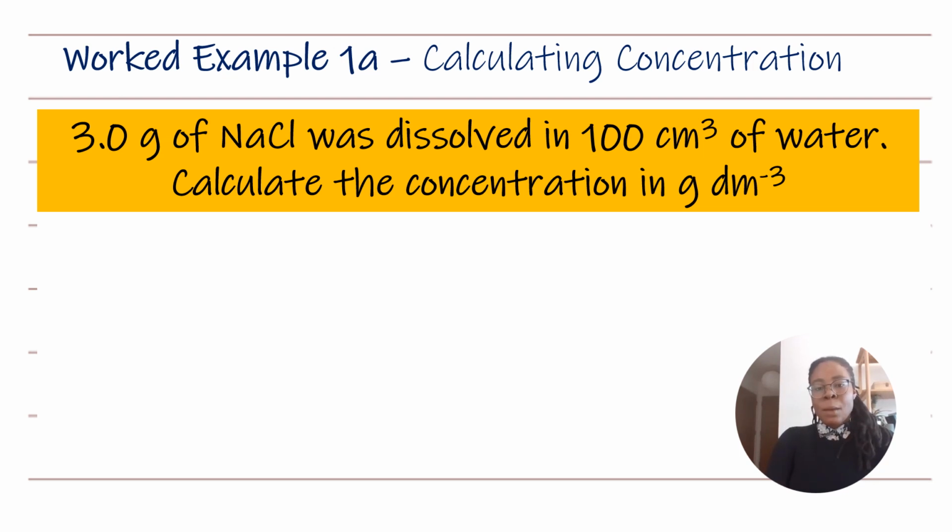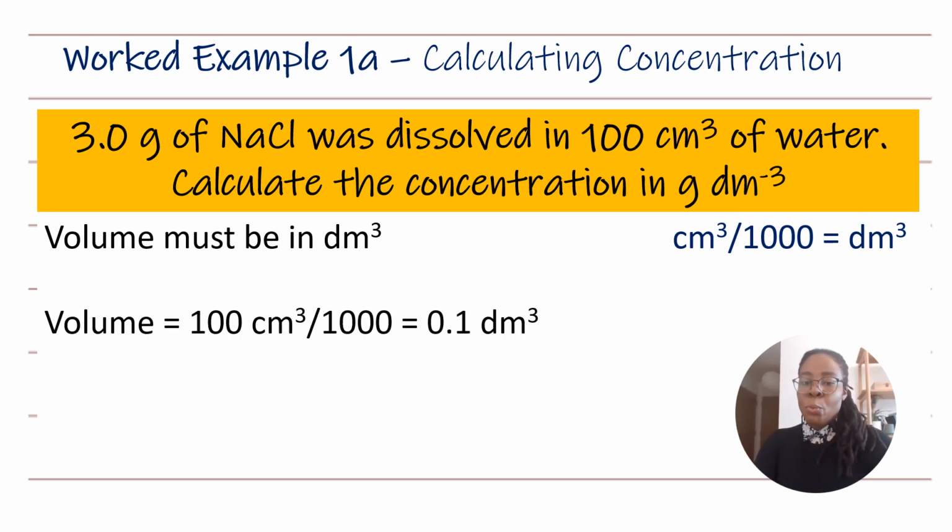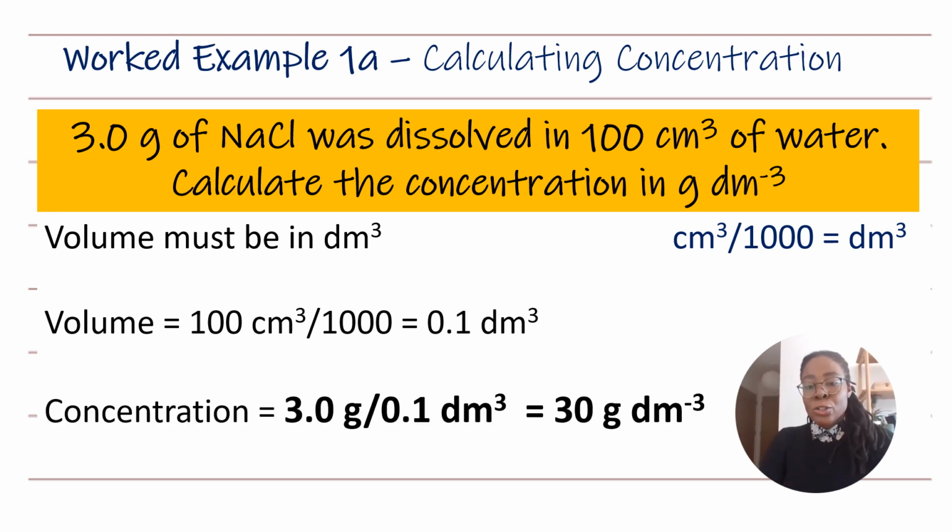So onto our first worked example, calculating concentration. 3.0 grams of sodium chloride was dissolved in 100 centimeters cubed of water. Calculate the concentration in grams per decimeter cubed. First, we need to make sure that our volume is in the correct units, so dividing our centimeters cubed by 1,000 to get into decimeters cubed. So 0.1 decimeters cubed as our volume. As we're calculating our concentration in just grams per decimeter cubed, really straightforward, we divide our mass in grams by our volume in decimeters cubed to give us an answer of 30 grams per decimeter cubed.